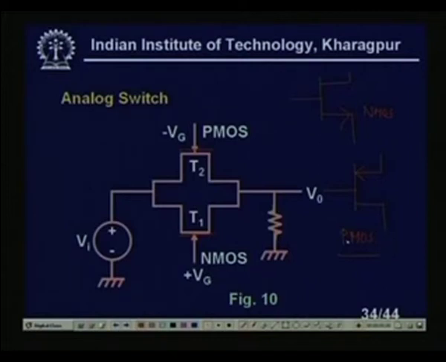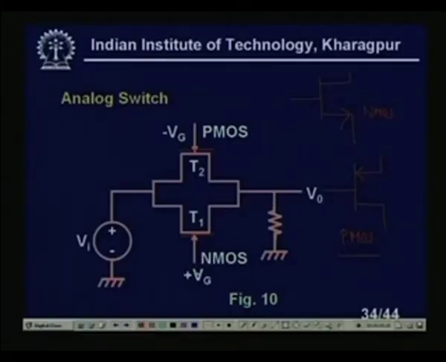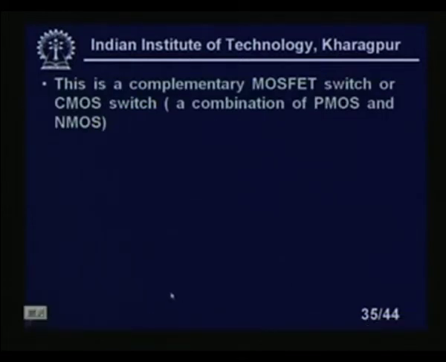Now if you look at this NMOS and PMOS, this combination is called a CMOS switch. It is extensively used in signal conditioning circuitry, in multiplexing and demultiplexing. Now, why should I use 2 MOS in parallel? Because if I give plus Vg here, I have to give minus Vg here to turn on these 2 transistors. There are some advantages. This is a complementary MOSFET switch, or CMOS switch, a combination of PMOS and NMOS in parallel.